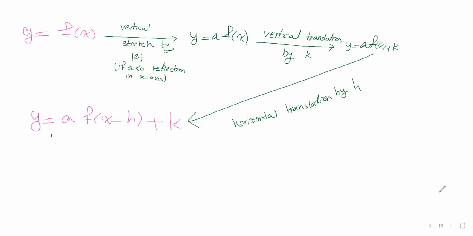As I told you, the order is very important. You cannot, for example, do the vertical translation and then do the stretch. If you do, you will get something else. This is very important. The stretch must be done first, otherwise you get something else. So let's see one example.